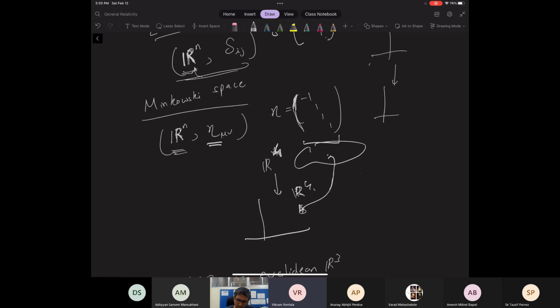And now the line element, if I call my coordinates in R4 t, x, y, z, is going to be minus dt squared plus dx squared plus dy squared plus dz squared. You can imagine I'm working in units where c is equal to 1, or I can write this as c times t as my coordinate. It's just a rescaling of my coordinate.